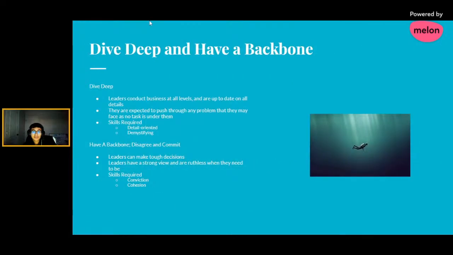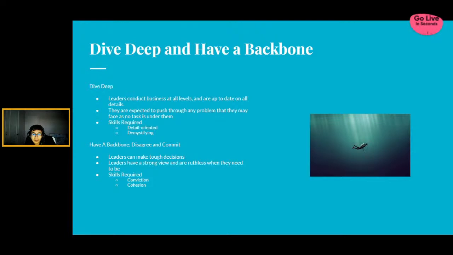Next, dive deep and have a backbone. Leaders conduct business at all levels and are up to date on all details. They're expected to push through any problem that they may face, as no task is considered beneath them. In order to do so, they must be detail oriented and be able to demystify any problems.